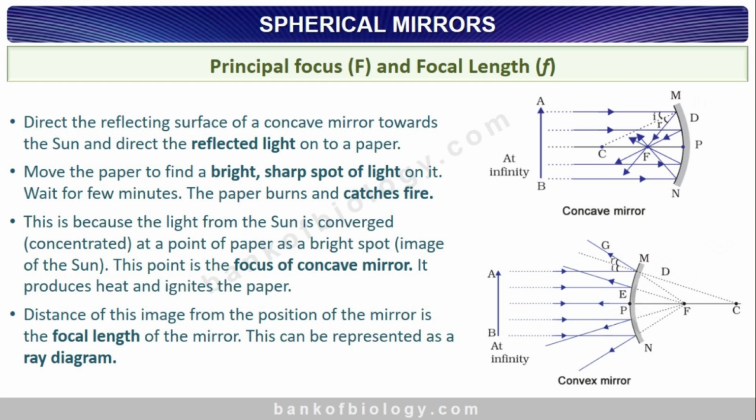This is because the light from the sun is concentrated at a point on the paper as a bright spot, an image of the sun. This point is the focus of the concave mirror. It produces heat and ignites the paper. The distance of this image from the position of the mirror is the focal length of the mirror. This can be represented as a ray diagram.